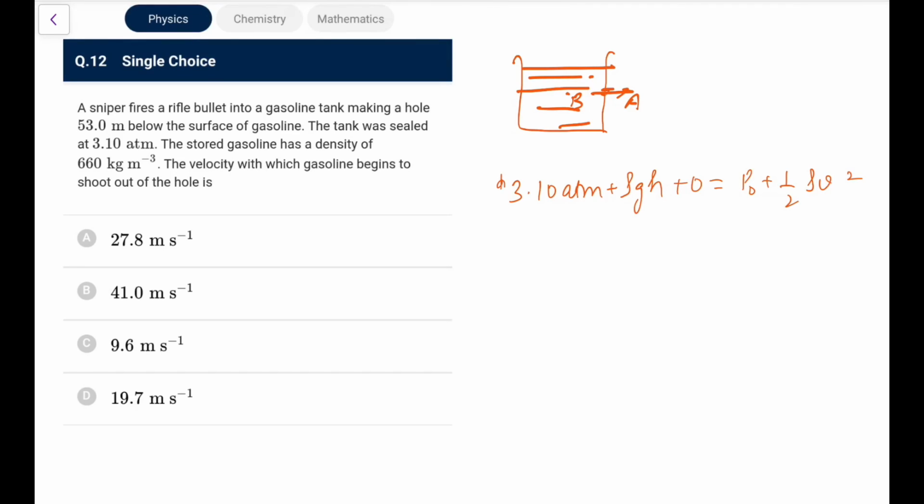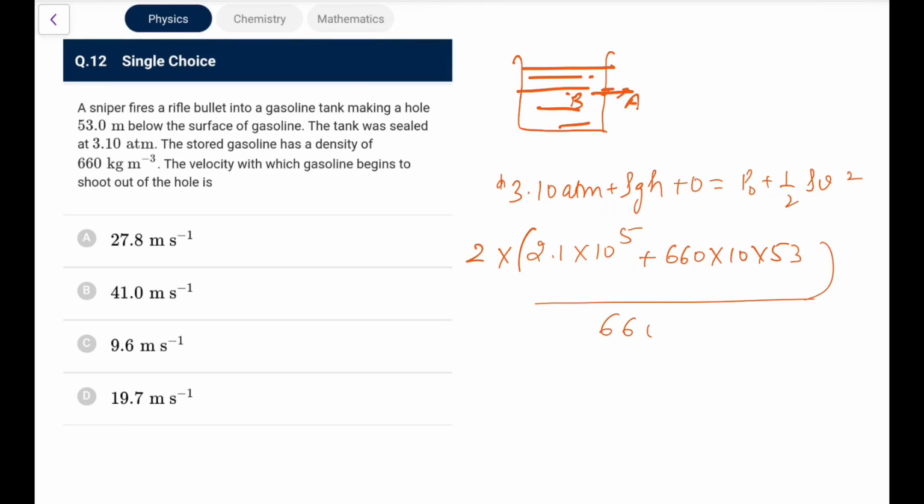So what we will now have, P naught is 1 atm, so this is 2.1 atm converted into the standard result. So 2.1 into 10 to the power 5 approx you can do, 1.01 you can do, or 10 to the power 5 for simple calculation. I'm taking gasoline density 660, into 10 into 53, that multiplied by 2, whole thing divided by density, which is 660, that under root will give me the v.